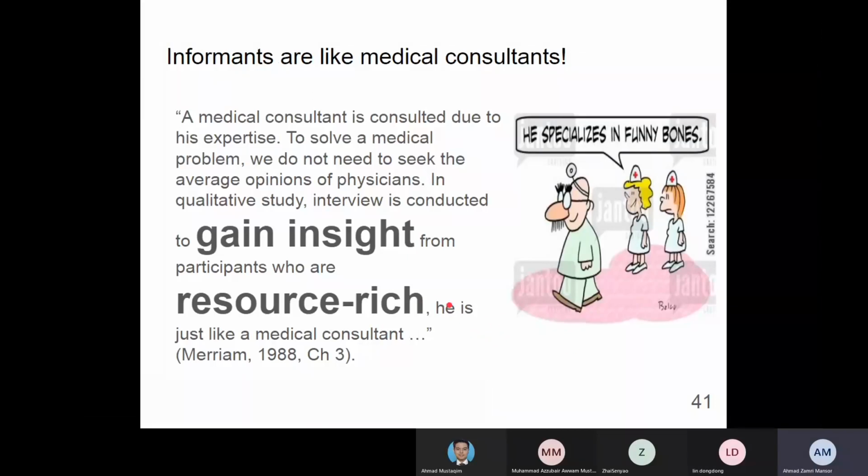In quantitative, it's like you are sick, and then you go to many doctors, and then you get the average opinion from them. In qualitative, first you have to know the type of sickness that you are suffering, and after that you go to the one that specializes in that. So that's the analogy of qualitative research, where the person who can explain the phenomena is the one that you are looking for.